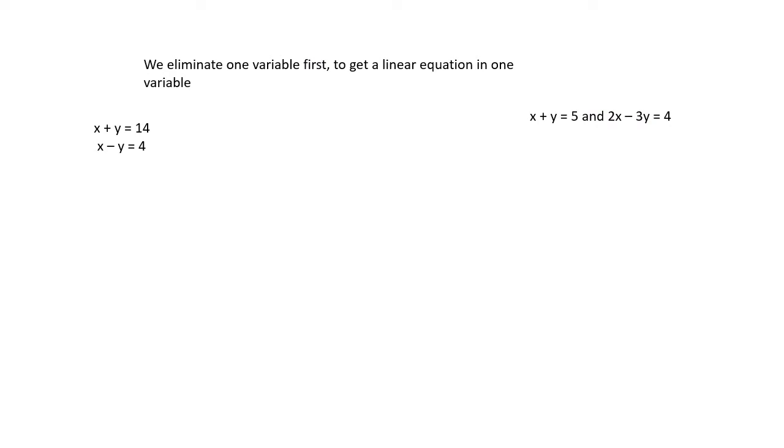We will eliminate one variable first to get a linear equation in one variable. So here see the first question. We have x and y: x plus y equal to 14 and x minus y equal to 4. What we are going to do is eliminate. How can we eliminate one variable from this? That is what we are going to see here.